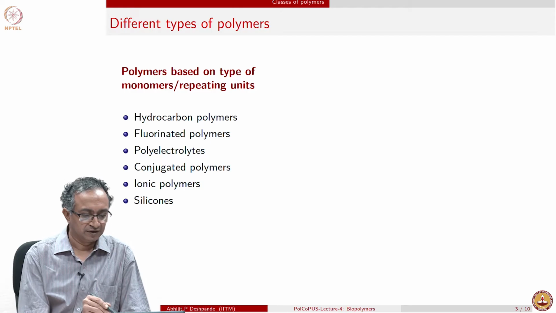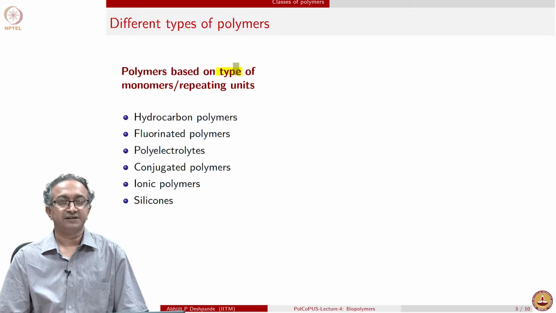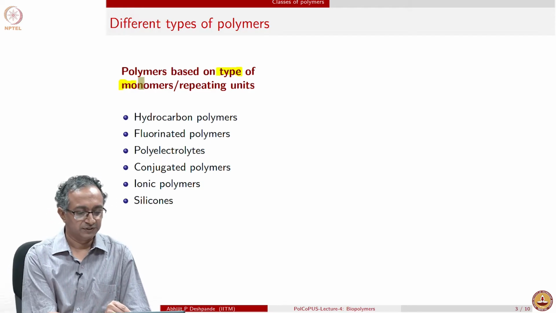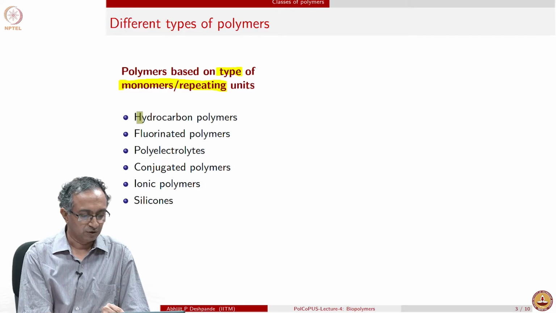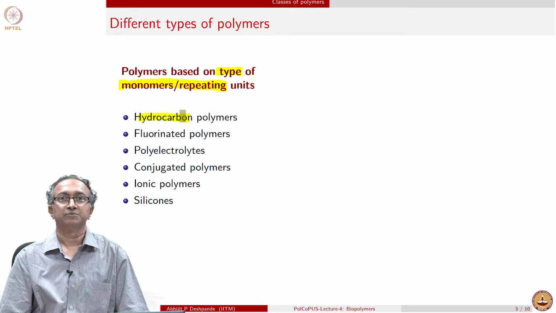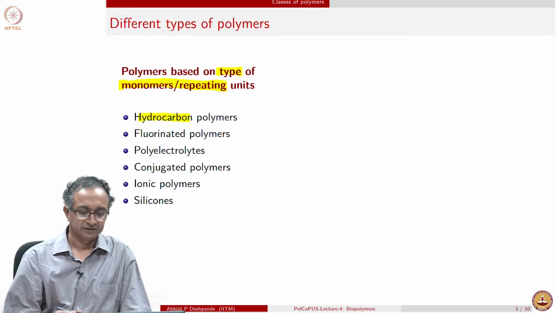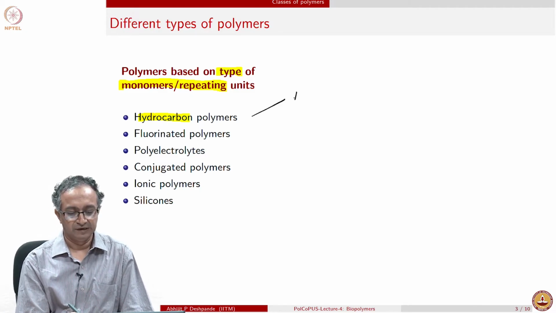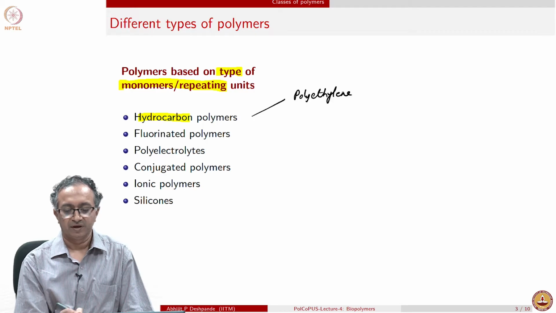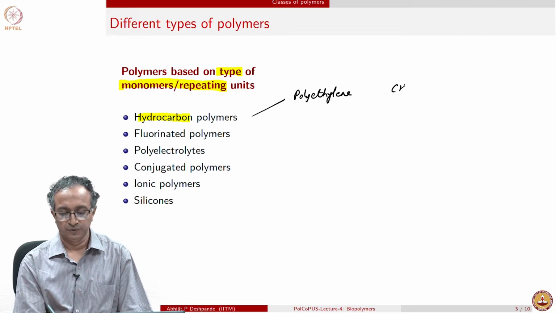So we could specify the type based on what is the nature of the monomer or the repeating unit in the polymer. So for example, we could call something a hydrocarbon polymer, and of course immediately in your mind polyethylene will spring up as an example, because it's just carbon and hydrogen. So many of the polymers indeed are hydrocarbons.